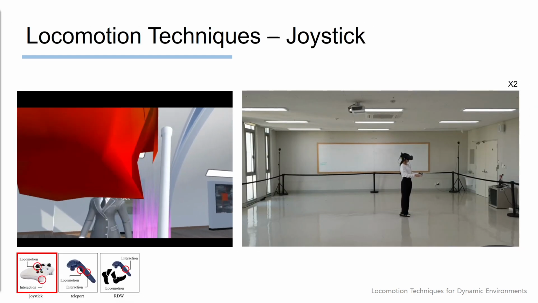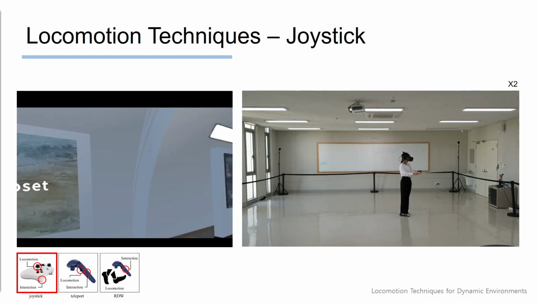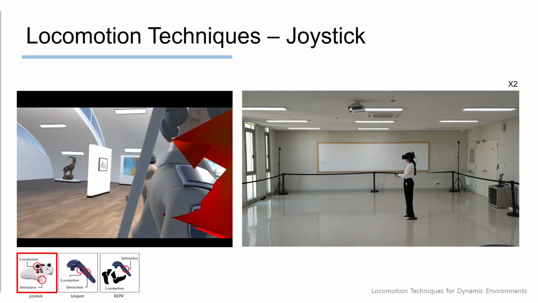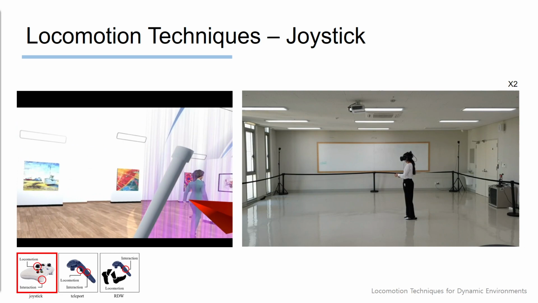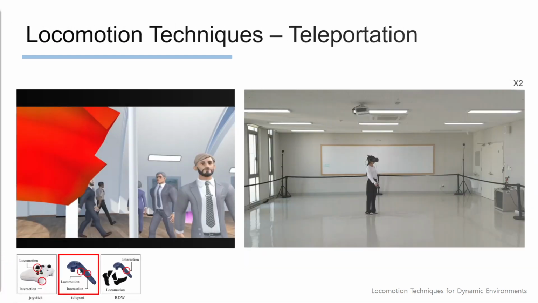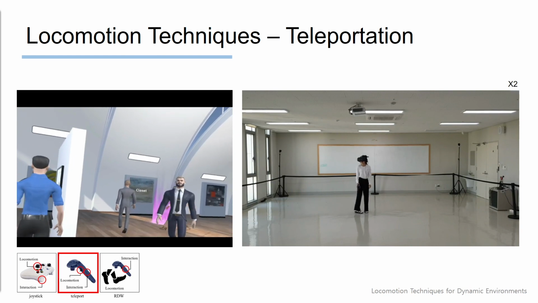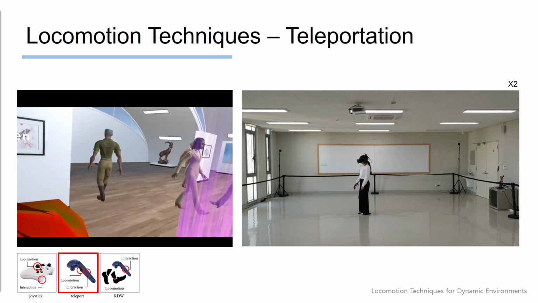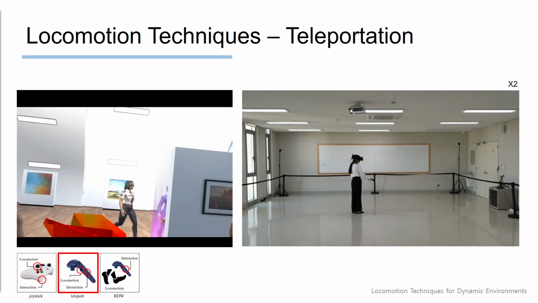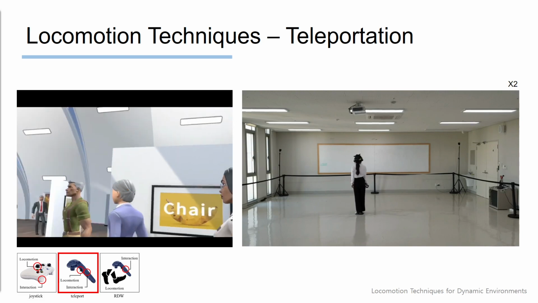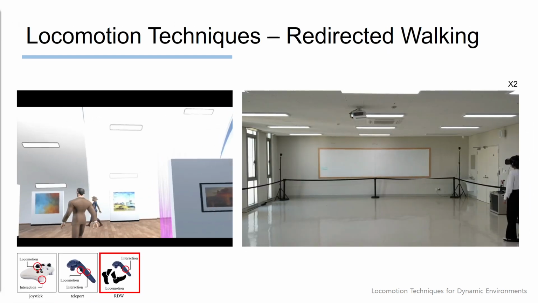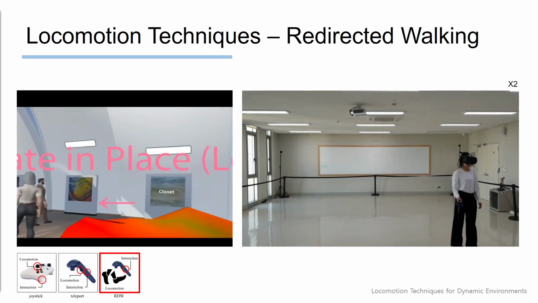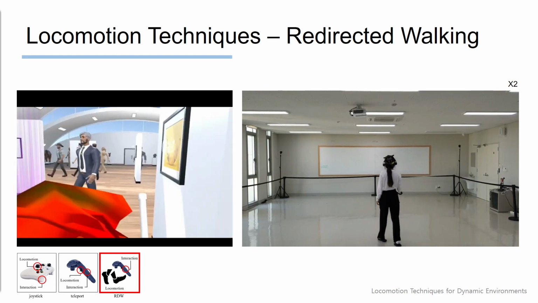When using a joystick, the user presses a stick, directional button, or pad in place to continuously move the viewpoint in a selected direction. Teleportation allows users to instantaneously travel long-range distances by jumping to a desired destination using a controller. RDW is most similar to actual walking, and it allows users to navigate in a virtual environment that is considerably larger than the limited physical space.